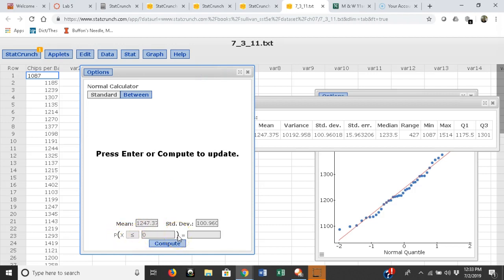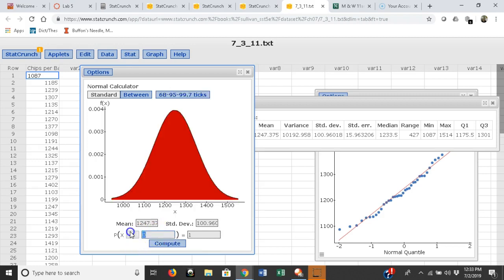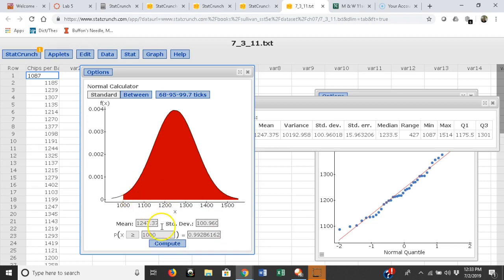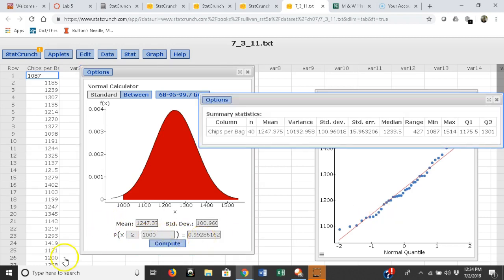Now one of the probabilities I'm asked to calculate here is find the probability that an 18-ounce bag selected at random contains at least 1,000 chips. So at least means greater than or equal to 1,000 and compute. So the probability that a bag contains greater than or at least 1,000 chips is 0.993. And that's about all you need for this lab.